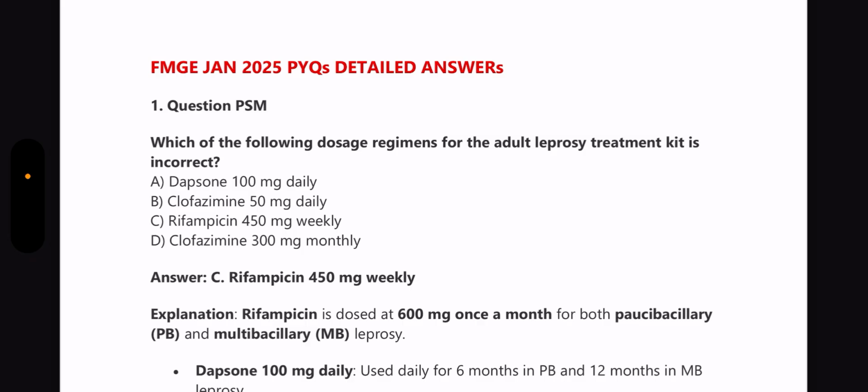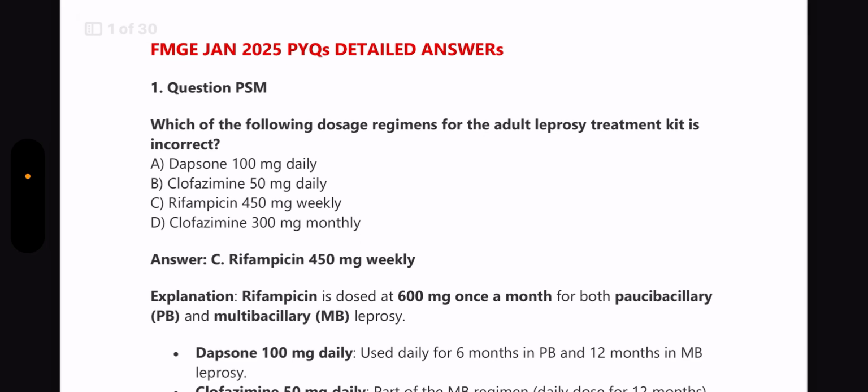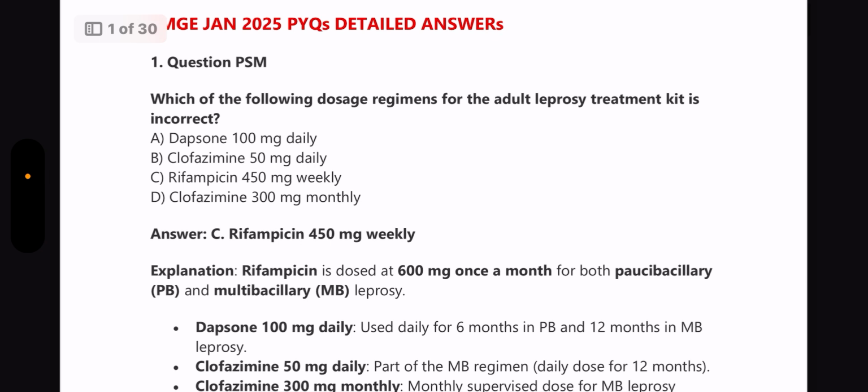So now we are continuing with the FMGE Jan 2025 detailed answers PYQ session, and in this video I'll be discussing the first 50 questions. So the first question is from PSM. Which of the following dosage regimens for adult leprosy treatment kit is incorrect? Answer is rifampicin 450 mg weekly.